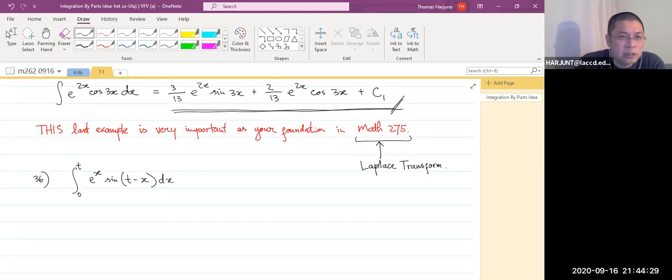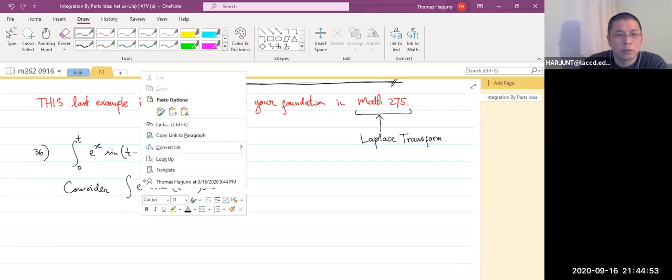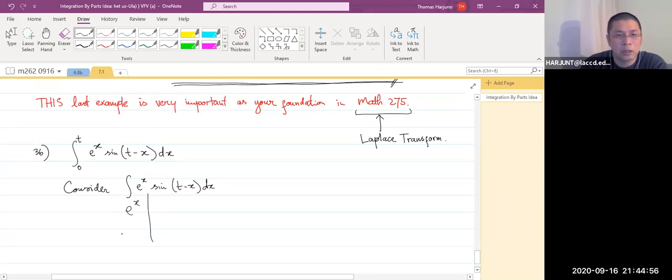So I will integrate this as a definite integral first, and later plug in the limits 0 to t. Consider the integral of e to the x sine of (t minus x) dx. The derivative of sine (t minus x) is negative cosine (t minus x), and the integral of e to the x is e to the x.